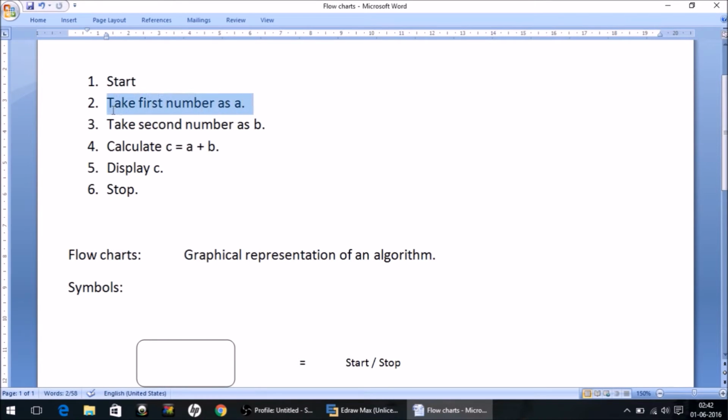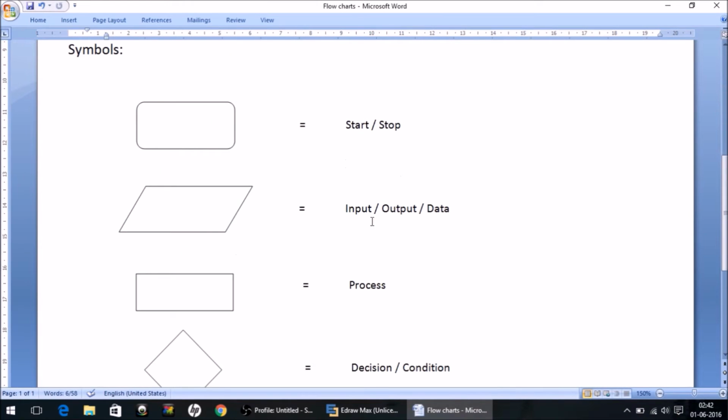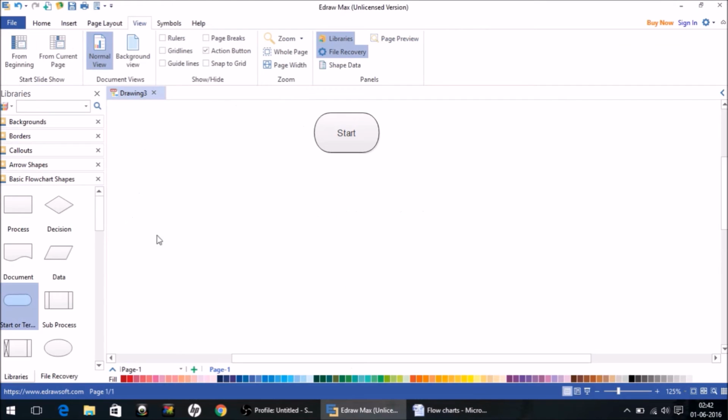The next symbol I want is according to this instruction, take first number as A, that is I am taking an input, and to take input I need a parallelogram. So let us see if we can find this. It's right here. I'll put it here. Now you can write the same step inside it, that is take first number as A. Let me adjust this a bit. Right, this is fine.